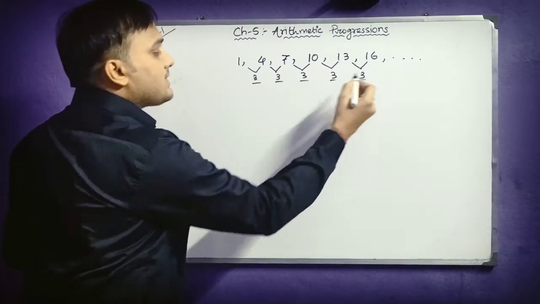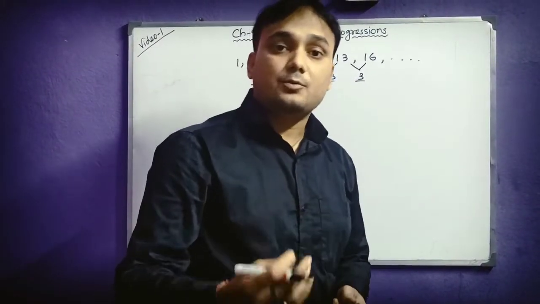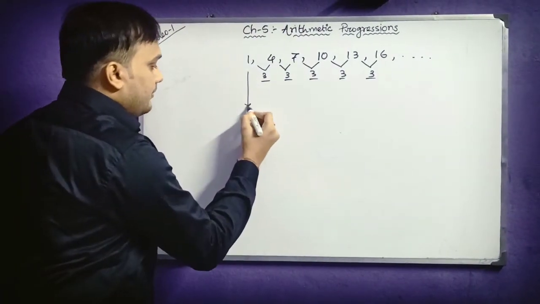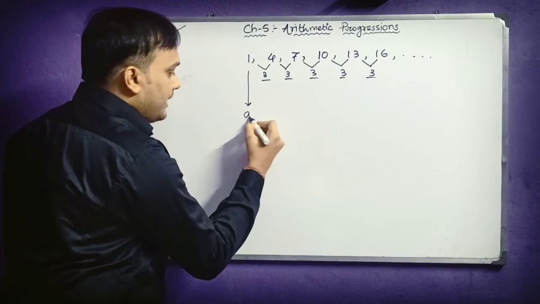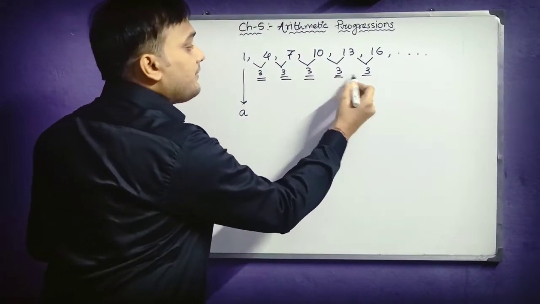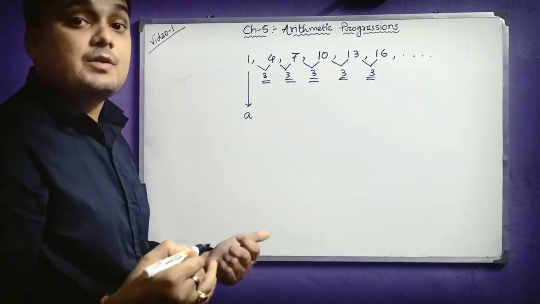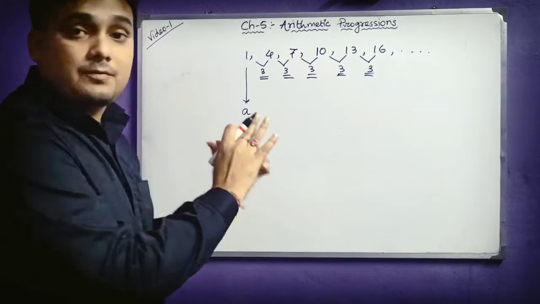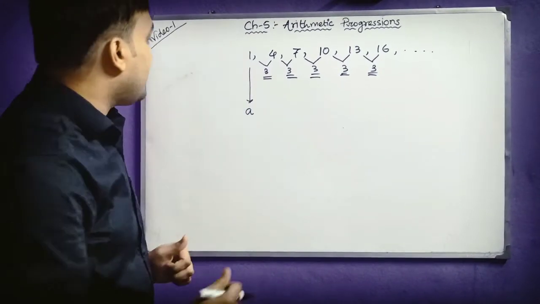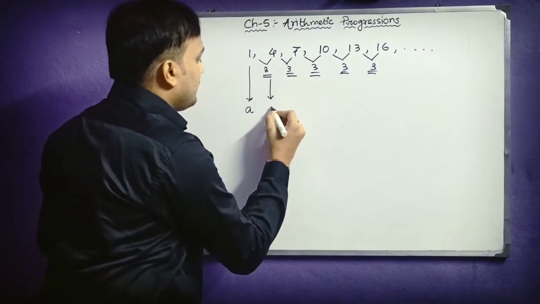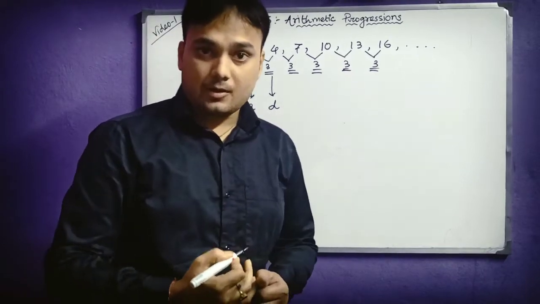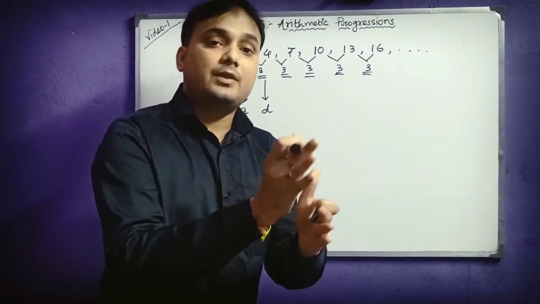There are various terms in this chapter which we use for this particular kind of sequence. The first term is denoted by A. And this constant number, which is the difference of every two successive numbers, which we believe to be the same, otherwise this sequence will not be called an arithmetic progression, is called D. Why do we say D? D means common difference. Common difference means the difference between every two successive numbers.